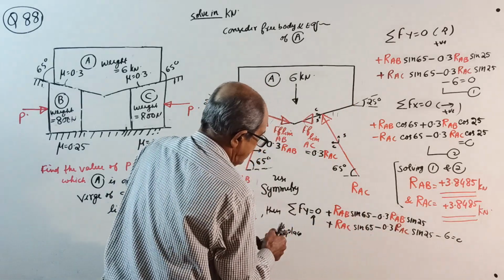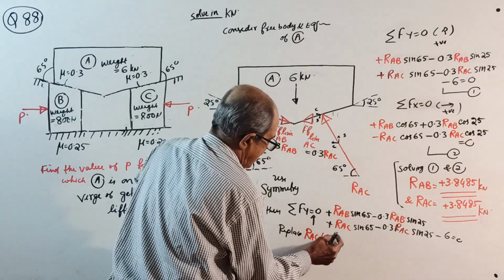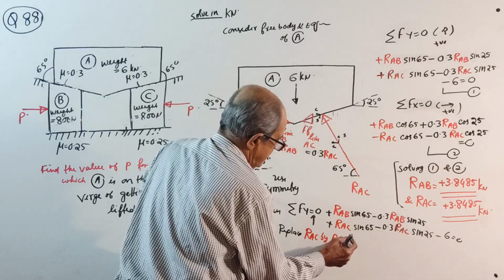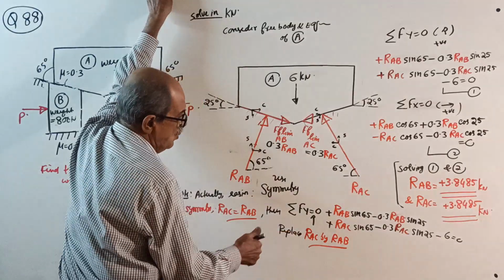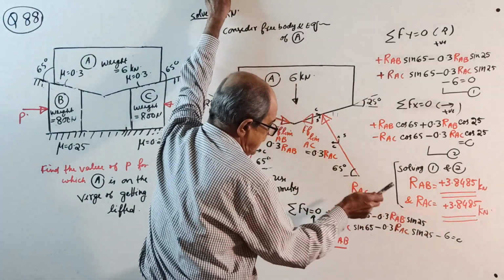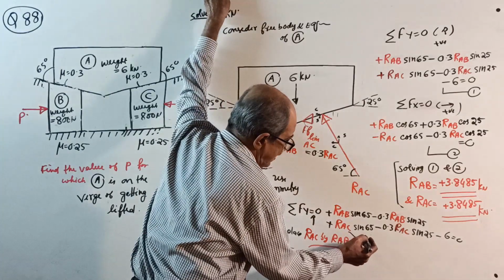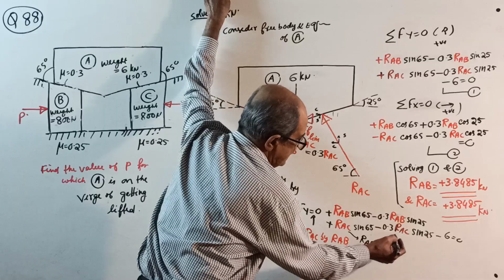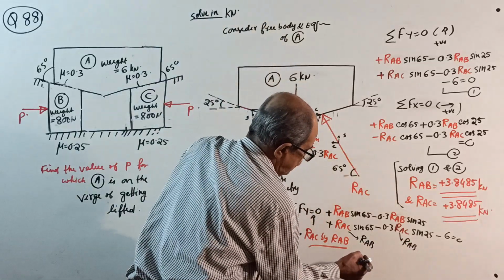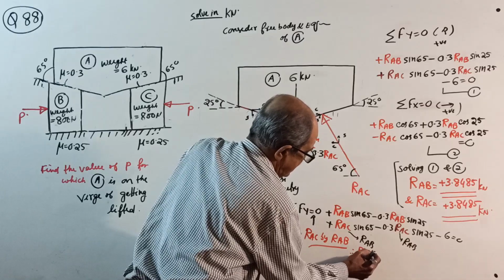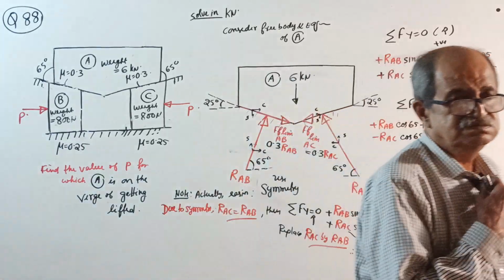Replace RAC by RAB. Why? Because of symmetry, I told. Because of symmetry, RAC changes over to RAB again. This also changes over to RAB. So only one unknown. Therefore, you will get the value of RAB.